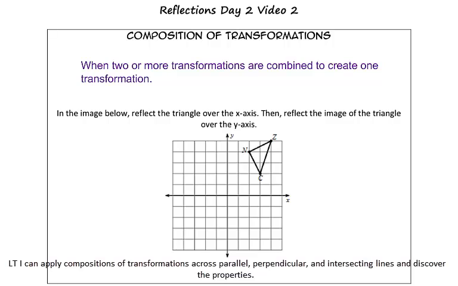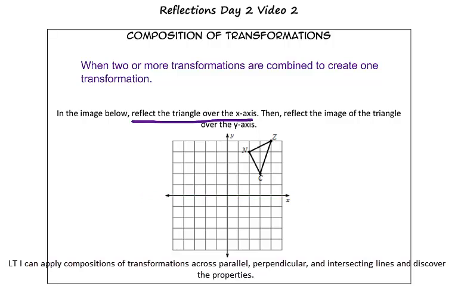The directions say, in the image below, reflect the triangle over the x-axis. Then reflect the image of the triangle over the y-axis. So first things first, we are asked to reflect the triangle over the x-axis. So we know that our x-axis is our line of reflection. And we're going to go ahead and reflect the triangle NCZ over that line. So remember, to reflect the triangle over an axis, we have to make sure that each point is the same distance away from that line of reflection, or our x-axis.